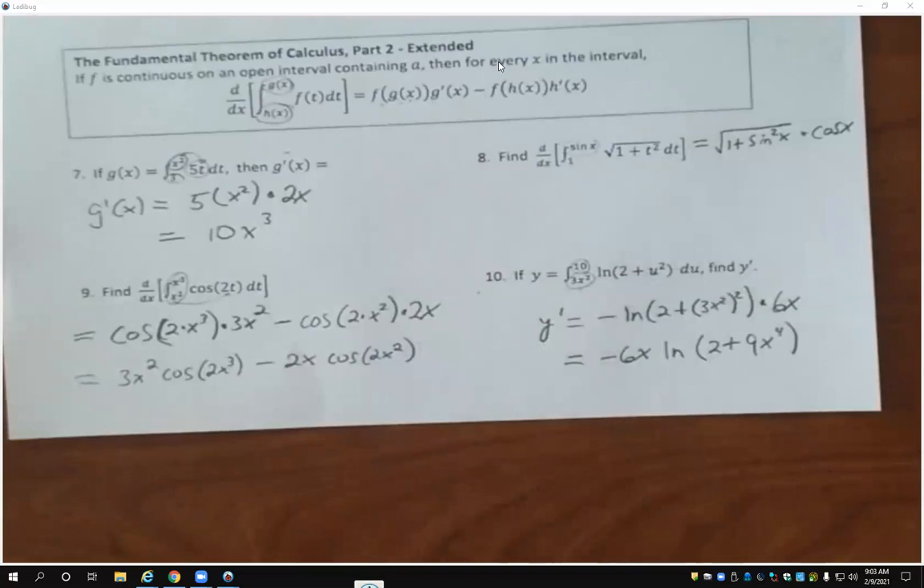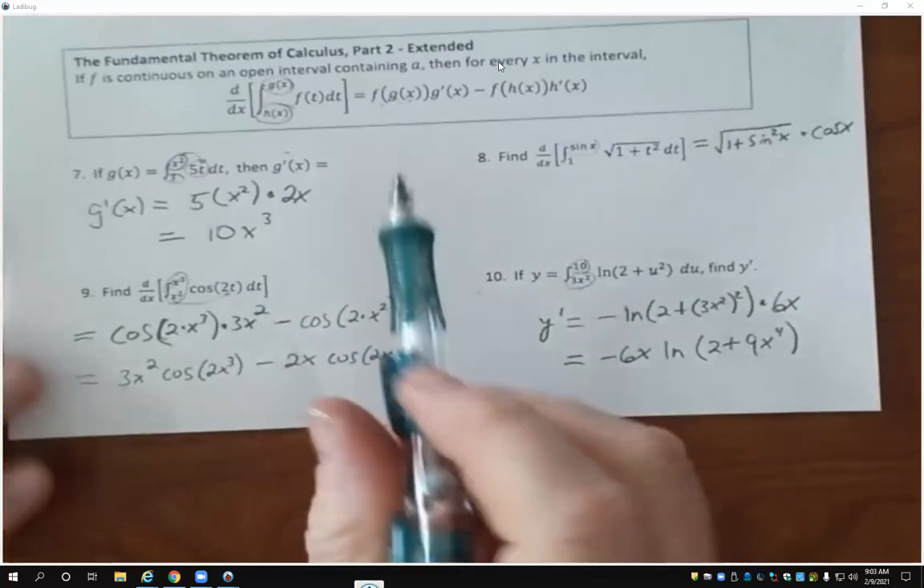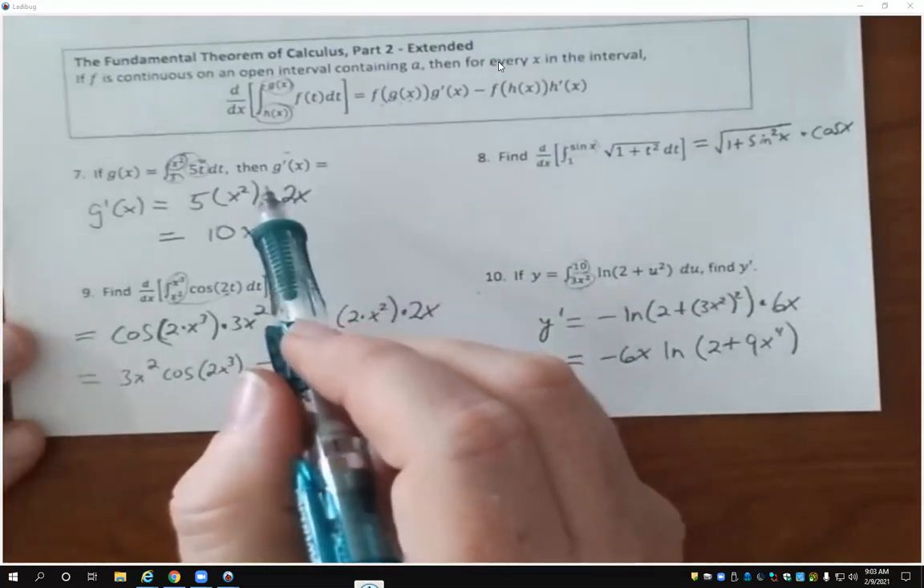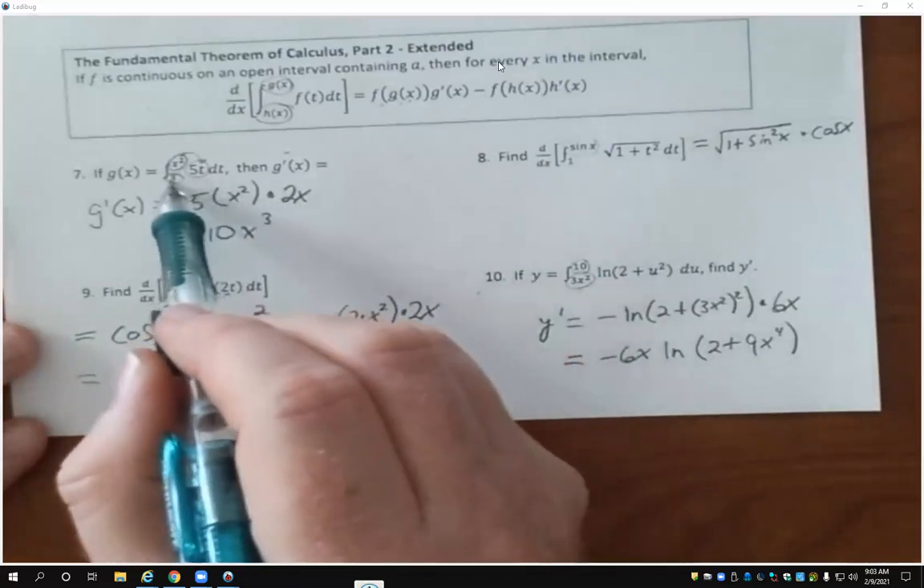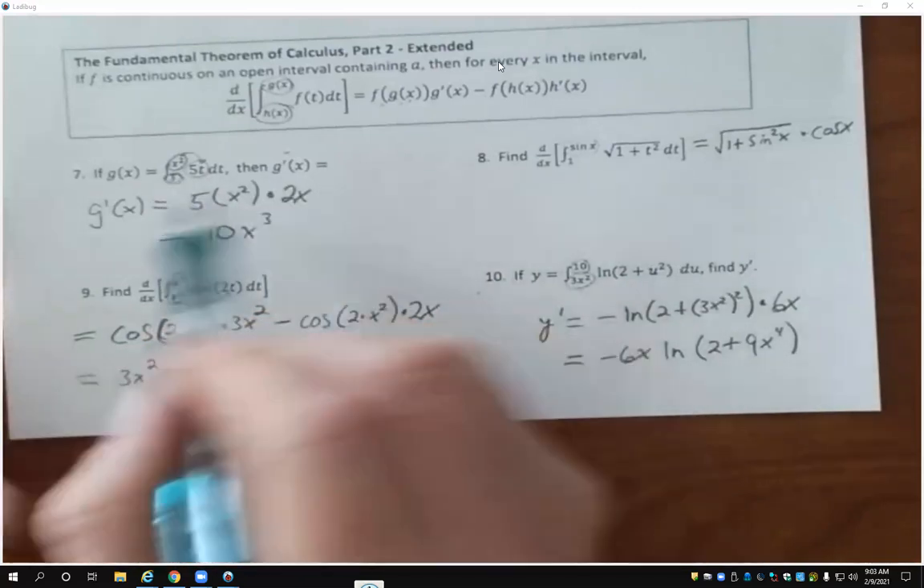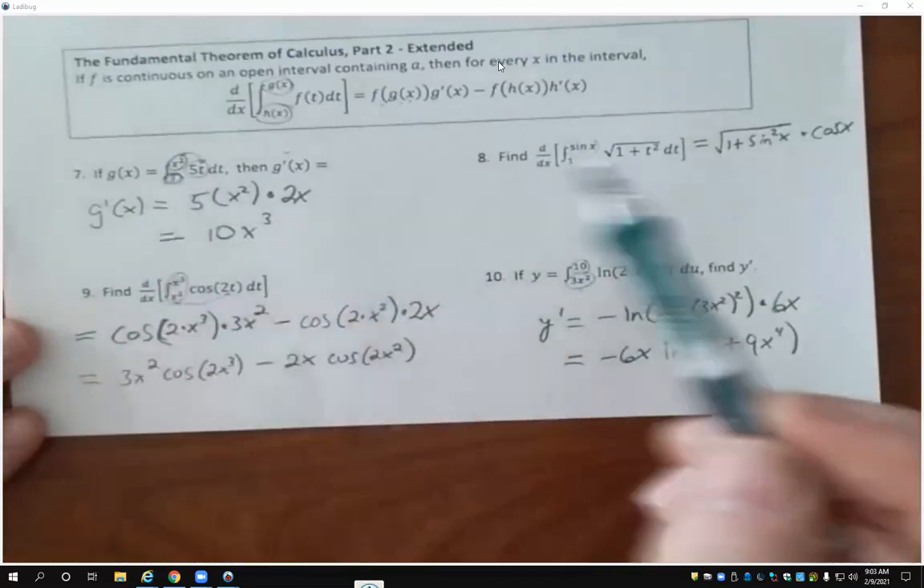All right, go ahead. Oh, sorry. On 7 and 8, why didn't we do the minus part? Because when you have a constant down here, you don't plug it in because that's not a function right there.